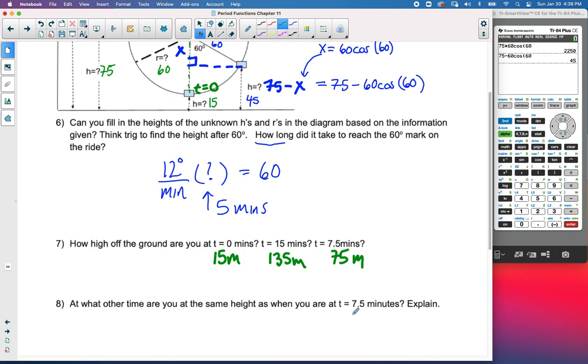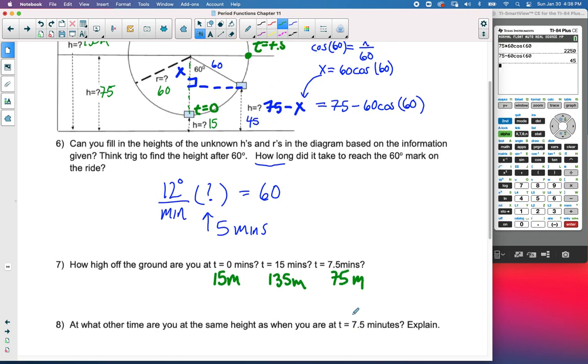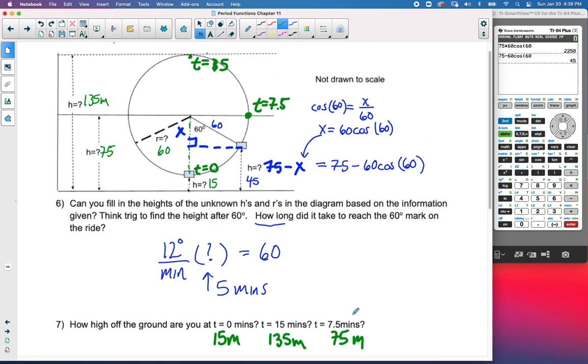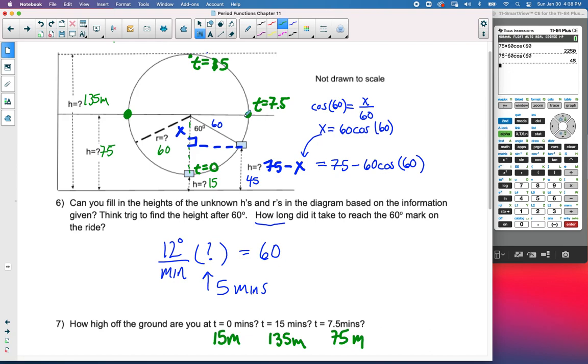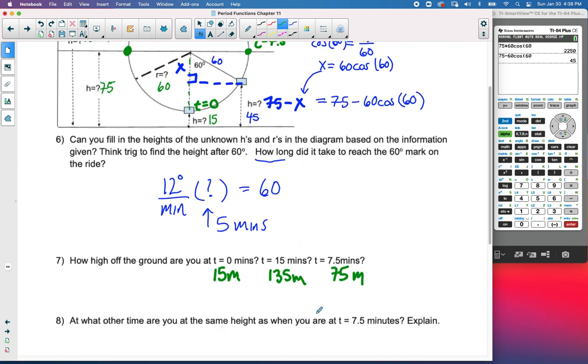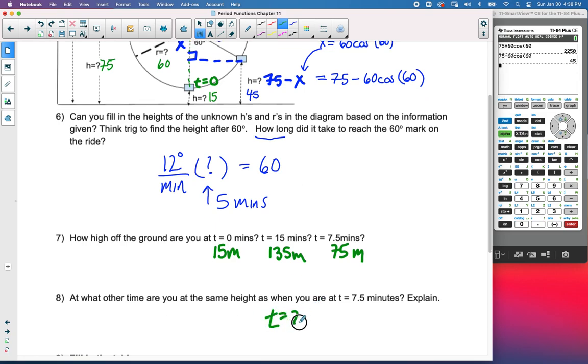At what other times are you at the same height as when you're at t equals 7.5? Because we're going around in a circle, once I reach the top, I'm going to move back down, and so I'm at the same height again here, right? This is again at 75 meters. And at what time? Well, if it took me 7.5 minutes to get here, and this took me 15, it must take another 7.5 minutes to get down there. And so that answer must be t equals 22.5 minutes.